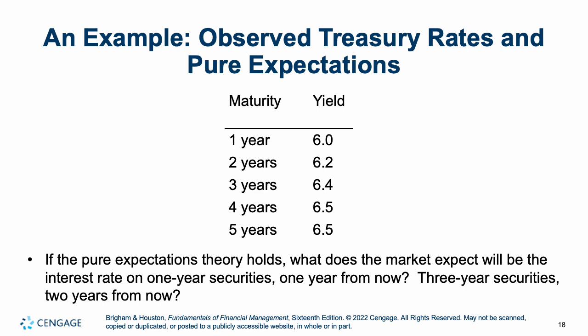So if we look here, we have a bond going from 1 to 5 years, and the yield is increasing, at 1 year 6%, at 5 years 6.5%. If this holds, what do we expect the rate to be on 1-year securities 1 year from now, and 3-year securities 2 years from now?